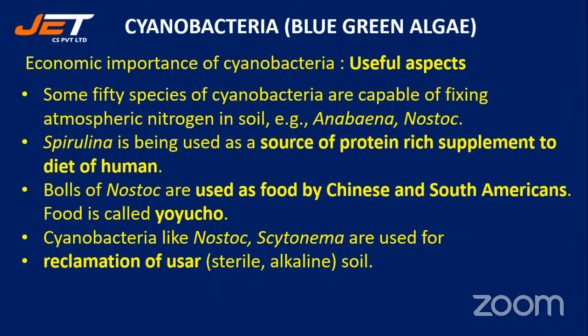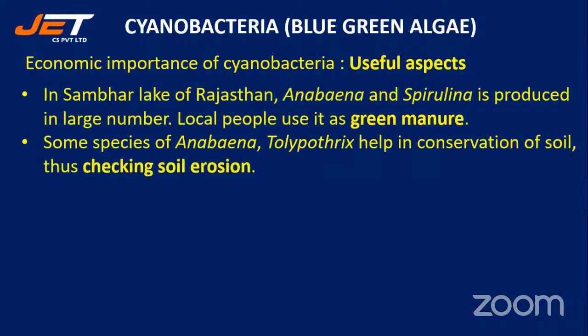So these are the important additional aspects: Anabaena and Nostoc increase soil fertility by fixing atmospheric nitrogen. Spirulina is used as a source of protein-rich supplement in human diets. Balls of Nostoc are used as food by Chinese and South Americans. Cyanobacteria like Nostoc and Cylindrospermum are used for reclamation of usar, which is the other name for sterile alkaline soil. So these are some of the economic importance of the cyanobacteria.